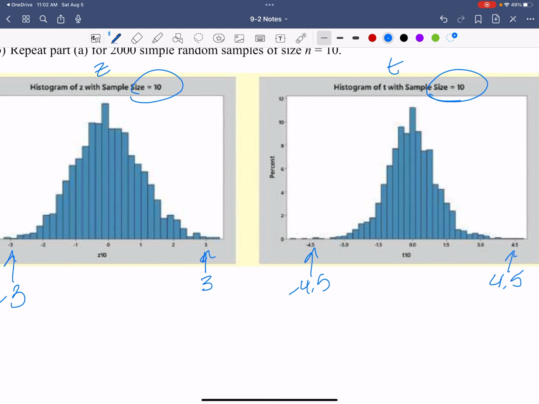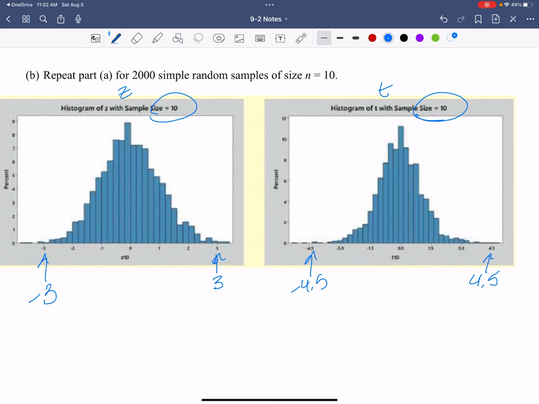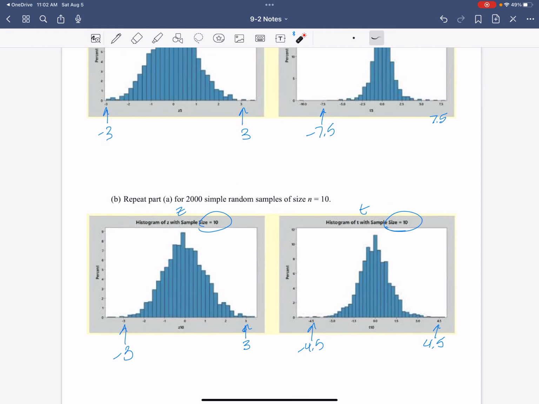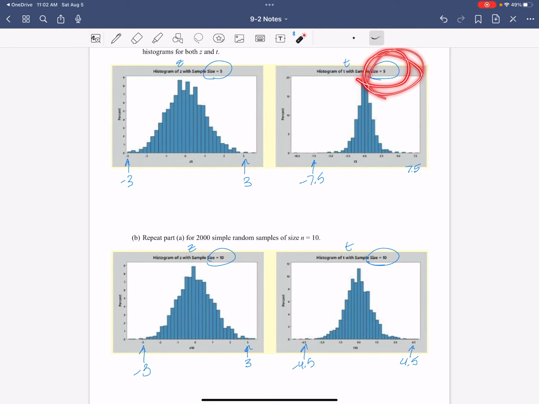What are you seeing? Still bell-shaped, right? And this one, because it's normally distributed, because of this Z, I'm still going from -3 to 3, even though I changed it up. You have your mean, and certain numbers of standard deviations that come away. But look at what's happening here. Still a bell curve, but my variation is different. I'm going from -4.5 to 4.5. When your sample size changes, it changes the variability.